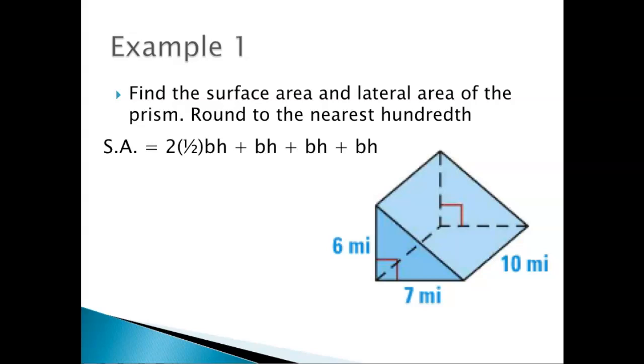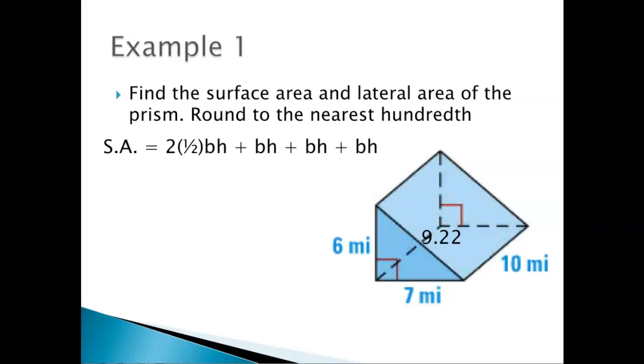Now we do need to find out what this measurement is. If you look along the triangle, you'll see that we're missing one of the sides of the triangle. Because we have a right triangle, we can use the Pythagorean theorem and find that that's equal to about 9.22. So now we can go ahead and find each of these surfaces.